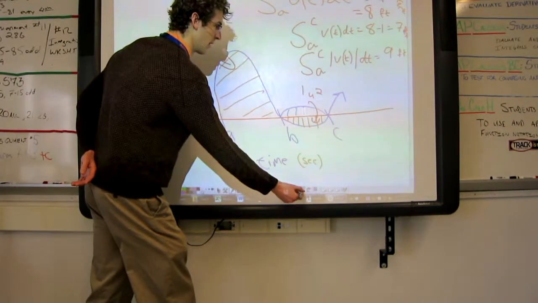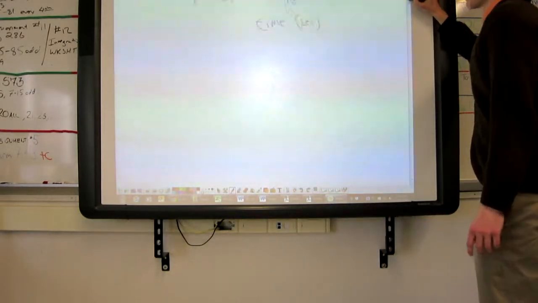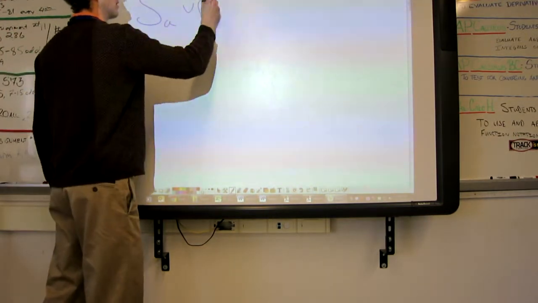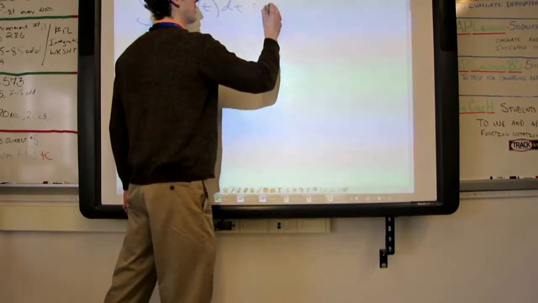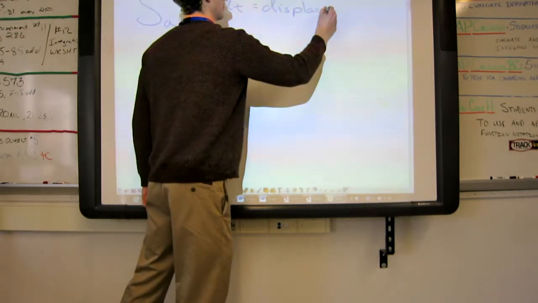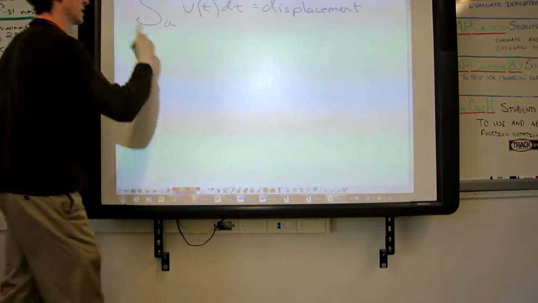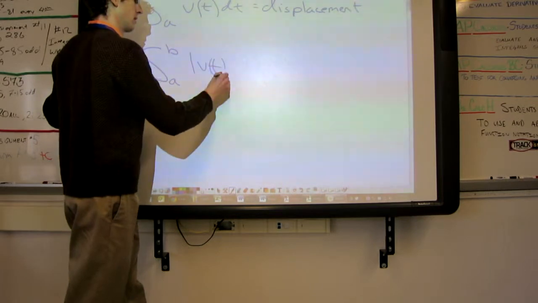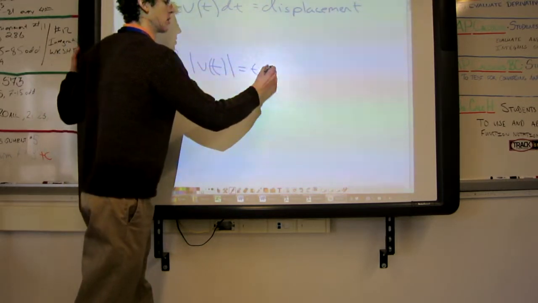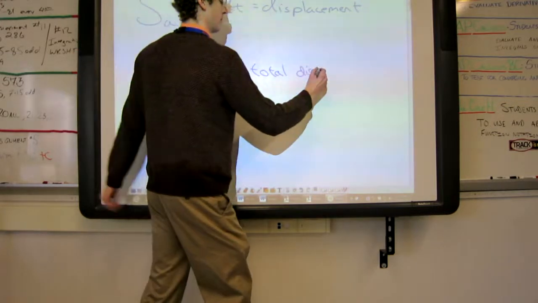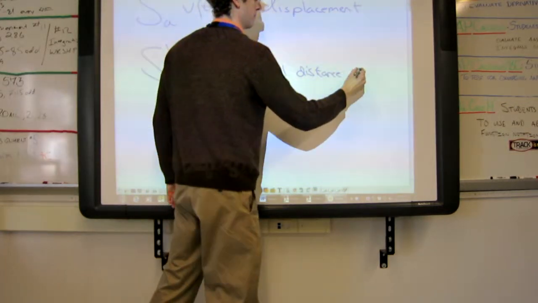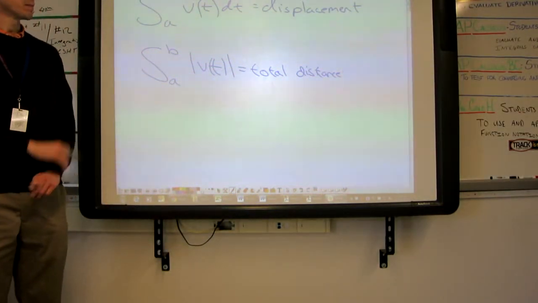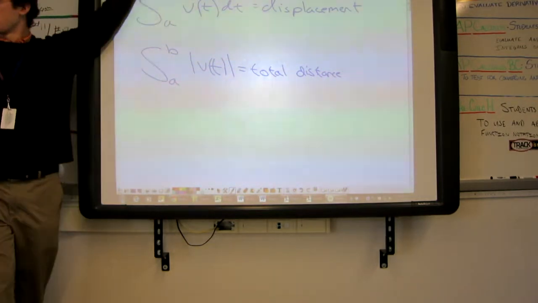So here's the big takeaway, which we gotta write down and we have to understand. Integral from A to B of v of t dt is your displacement. I'm going to explain this a little more and I'll be done. Integral from A to B of the absolute value of v of t is your total distance traveled. Total distance. And let's talk about this. I'll let you write that down.